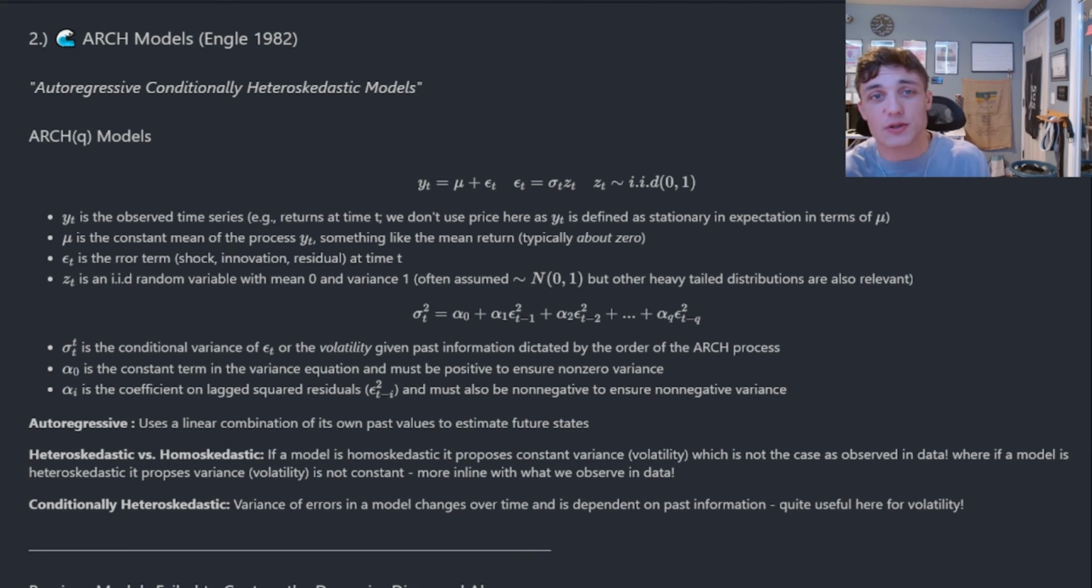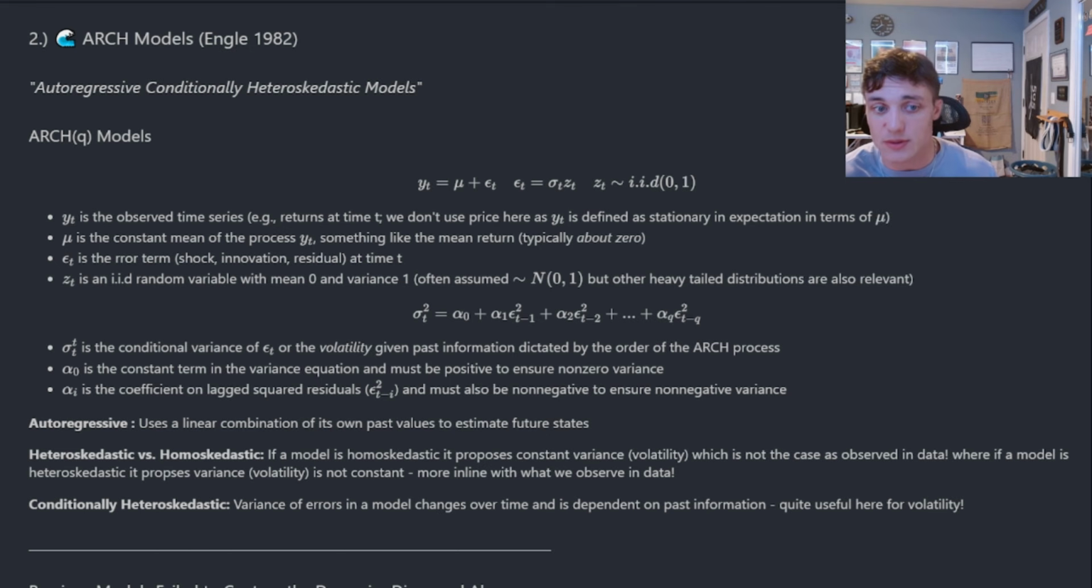Let's break down GARCH models step by step to fully understand them and appreciate the dynamics that they capture. So let's start with what a GARCH model is. Well, it is an autoregressive, conditionally heteroskedastic model. It is a class of models that is going to go about capturing the dynamics that we observed above in the data, particularly for volatility.